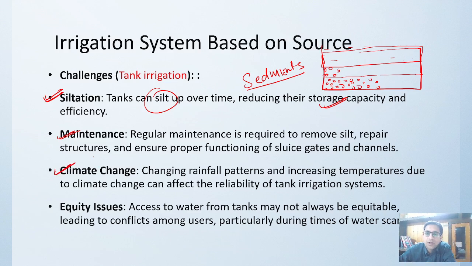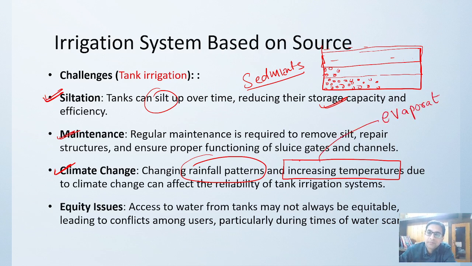Tanks are very good to store the rainwater, but actually the rain should also happen. There should be surface runoff. If rainfall patterns are erratic in nature, or if there is an increase in temperature, you may not have proper supply of water to the tank, and increased temperature will also lead to evaporation of the water. Evaporation is the general phenomenon which is happening everywhere, whether it is ocean, river, canal, or whatever it is.